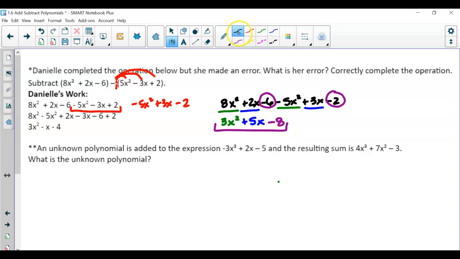Then for the next one, you're given that this expression here is added to another polynomial to get the resulting sum, which is this. So the result, the answer.